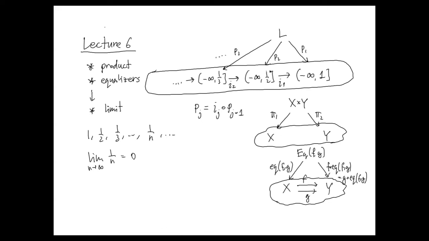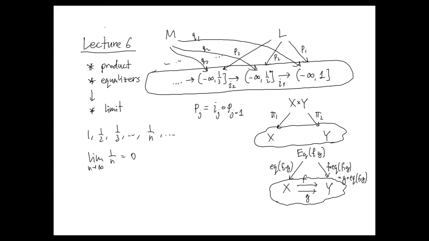Okay, so what is the condition that this L together with all the P1, P2, P3, and so on must satisfy? And the condition is that if I have another set M with another similar data of arrows going into each node of this diagram downstairs, let's call them Q1, Q2, Q3, and so on.